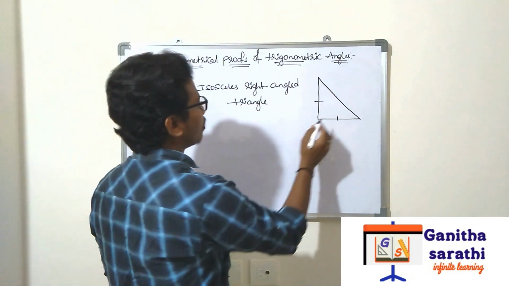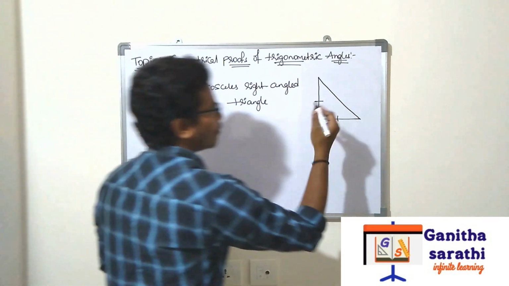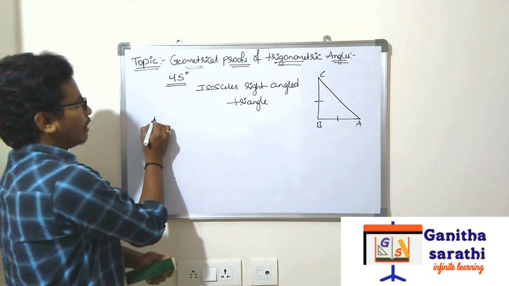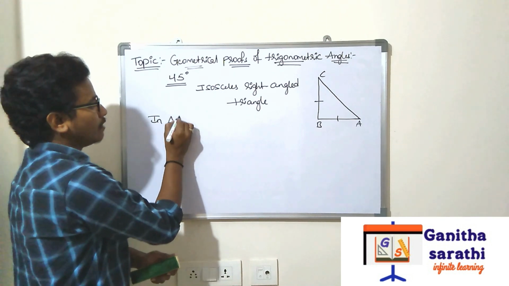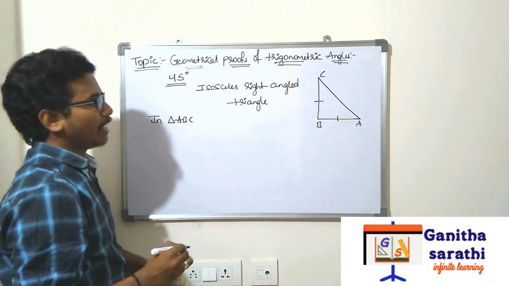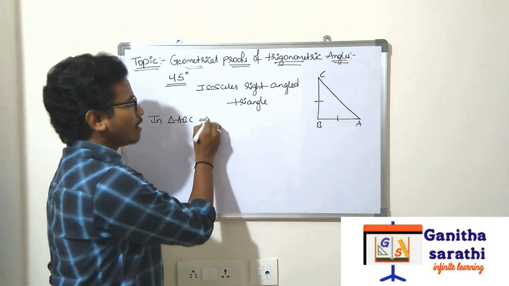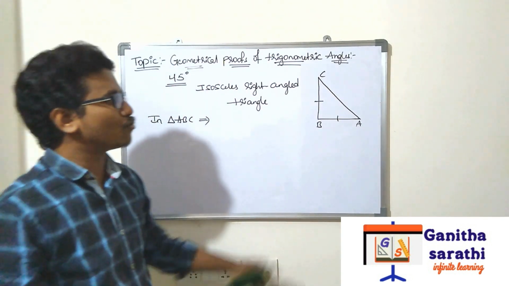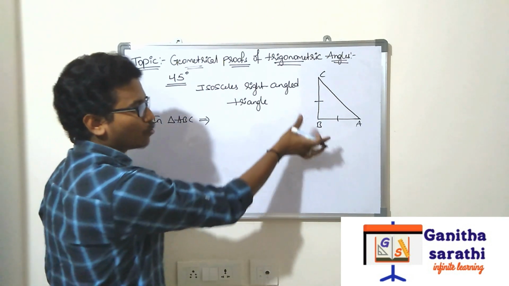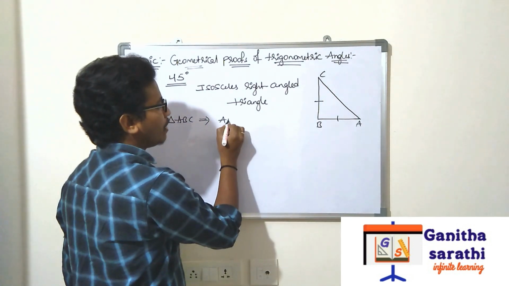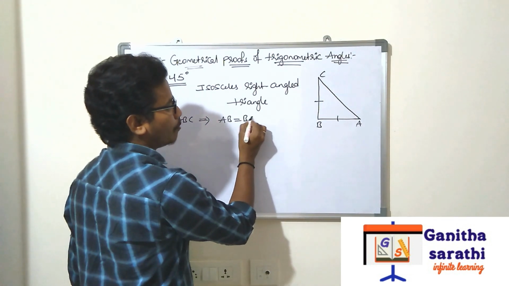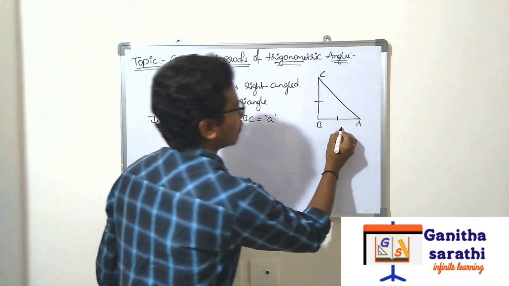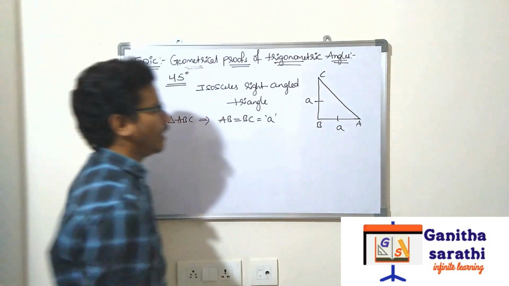So name the triangle. You can name it ABC. In triangle ABC, this is an isosceles right angled triangle. Isosceles right angled triangle means two sides should be equal. What are the two equal sides? AB and BC. Let this be some A. Take it as some A.